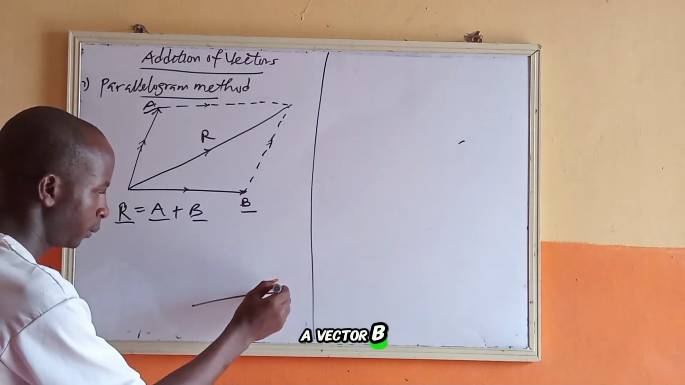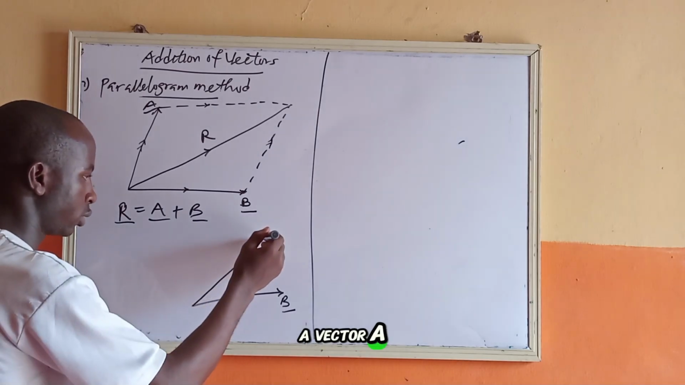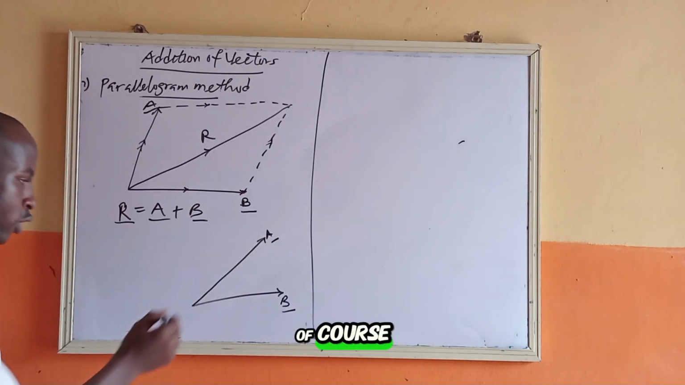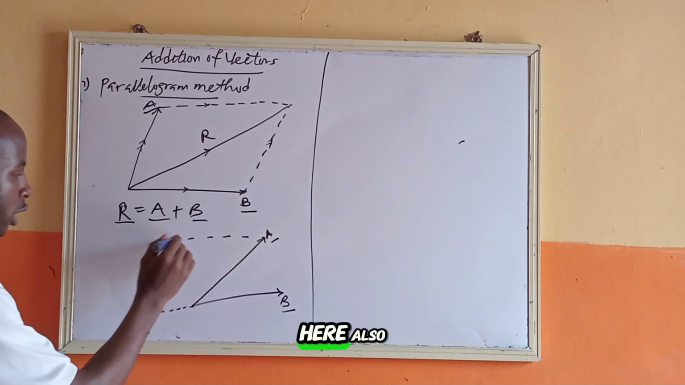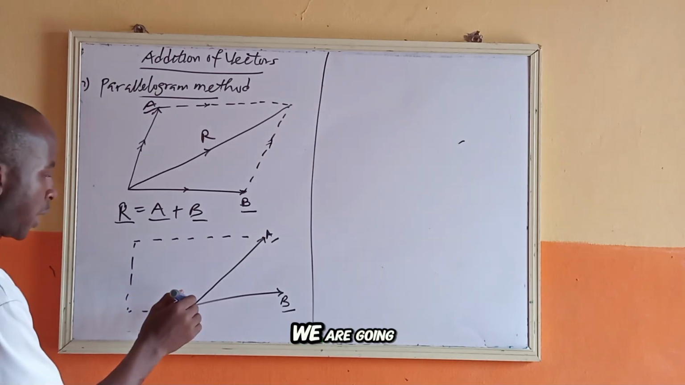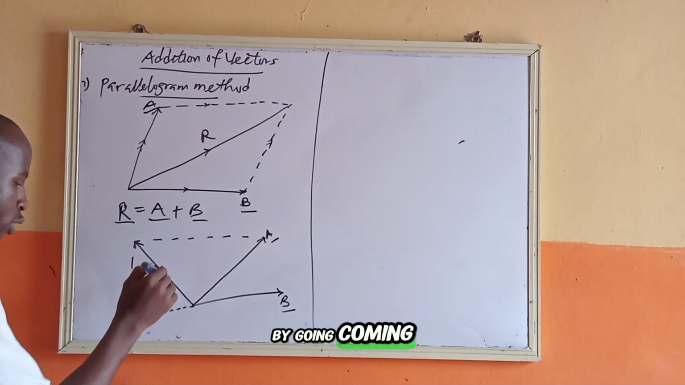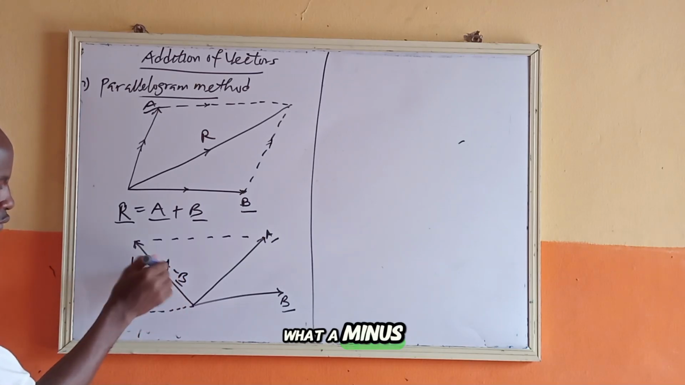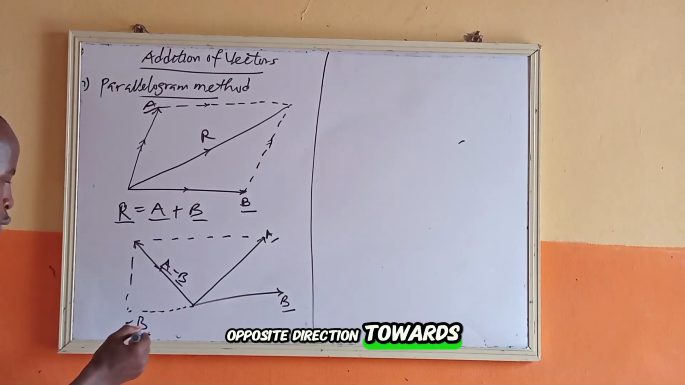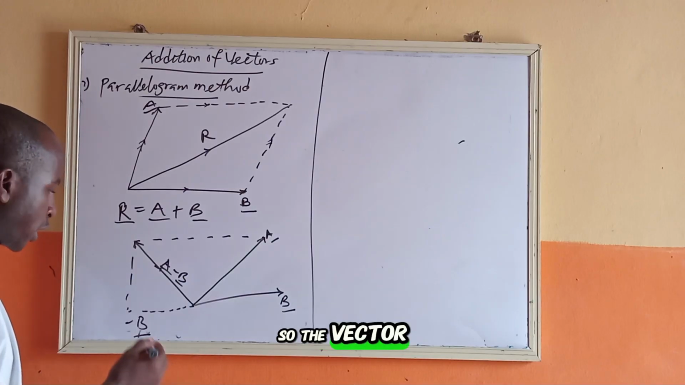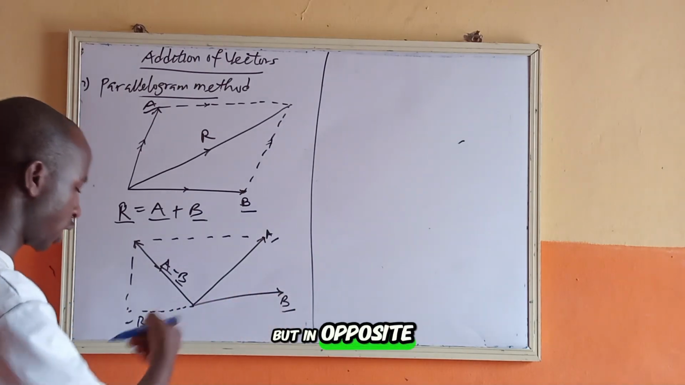So look at another one. If you have a vector B being drawn, then we have a vector A drawn like this. Of course, with an extension to form a parallelogram, we have this. So we get our resultant vector from here by coming back. That is A minus B. So here, this will be our minus B, which is in the opposite direction to vector B. The vector of minus B is equal in magnitude to vector B, but in opposite direction.